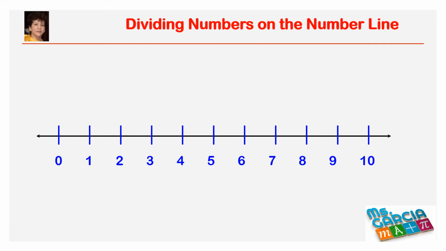Suppose you want to divide 10 by 2. First, draw a number line that begins at 0 and ends at 10, as in the following figure. Now, to find the answer to 10 divided by 2, just split this number line into 2 equal parts. This split, or division, occurs at 5, showing you that 10 divided by 2 equals 5.